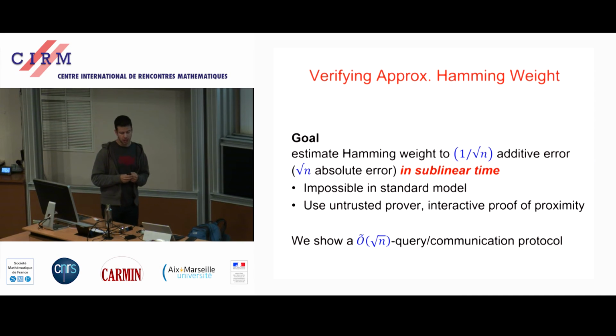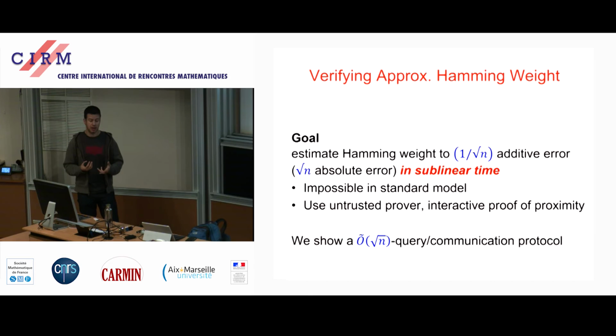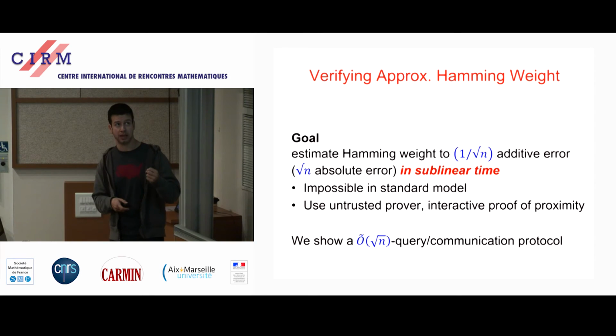What the verifier wants is to verify the Hamming weight of this string up to a fractional additive error of 1 over root n. Okay, so a root n absolute error. For example, if the prover is claiming that the number of ones in the string is n over 2, I want to verify that it's between n over 2 minus root n and n over 2 plus root n. So I want very good additive error, and I want to run in sublinear time. In particular, I want to run just in root n time.